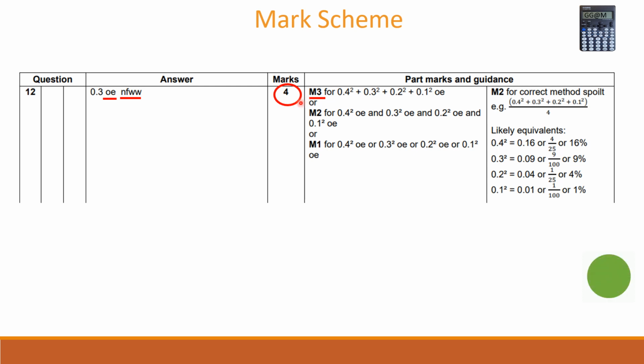M3 is 3 method marks, M2 is 2 method marks, and M1 is 1 method mark. So you can clearly see where the method marks were awarded for on the question, and you cannot get full marks without showing the correct working out for this question.